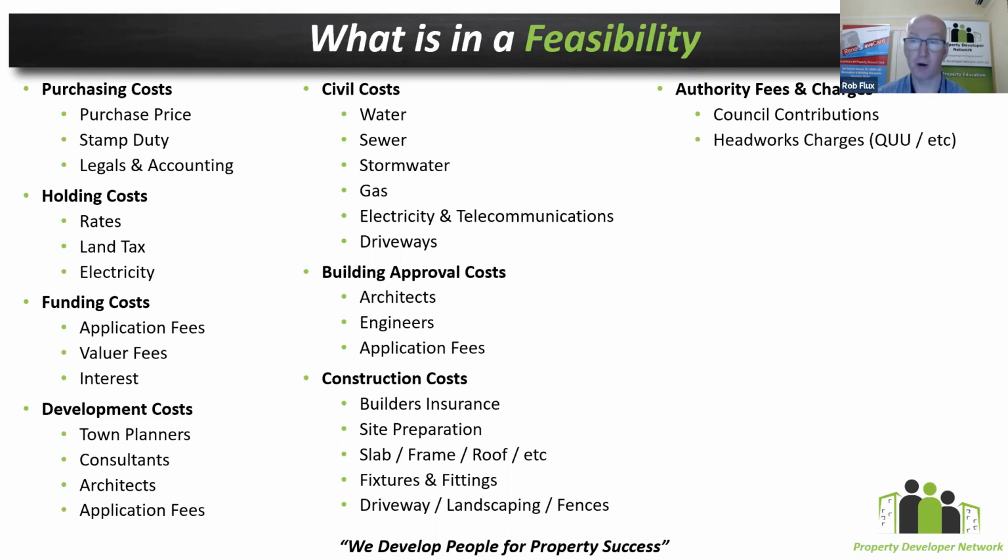Then you've got all the authority fees and charges. Depending upon the state and the jurisdiction that you're in, sometimes they're called council contributions, sometimes they're called infrastructure charges, sometimes they're called headworks. They're all the connection fees that you need to pay for, and the taxes that are impacted by all of the different relevant authorities. Now, the last time I did a count of those, there's in the vicinity of 20 to 25 different taxes that you get impacted by from different authorities at different stages that you need to try and capture.